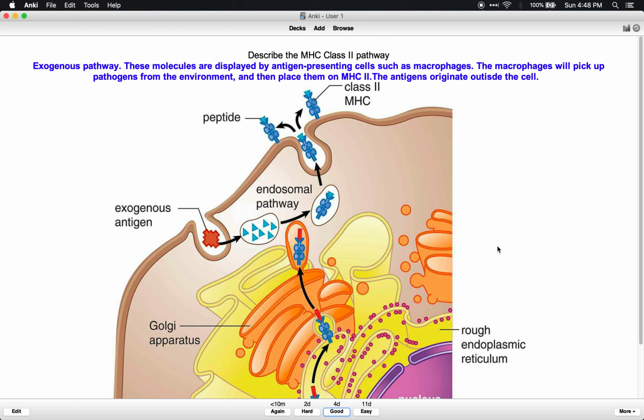So macrophages use them. They pick up pathogens from the environment and then place them on MHC2, and then the antigens have to be originated from outside the cell.